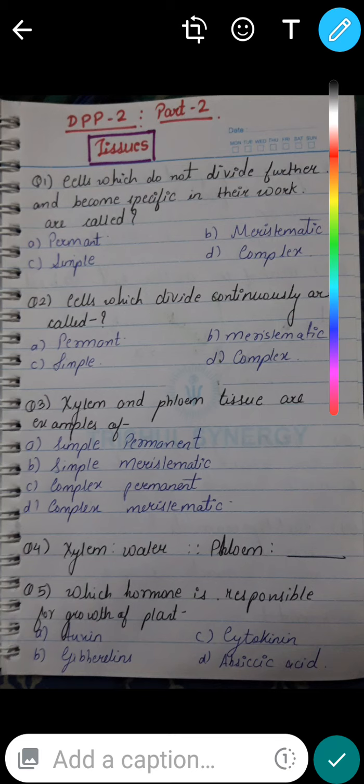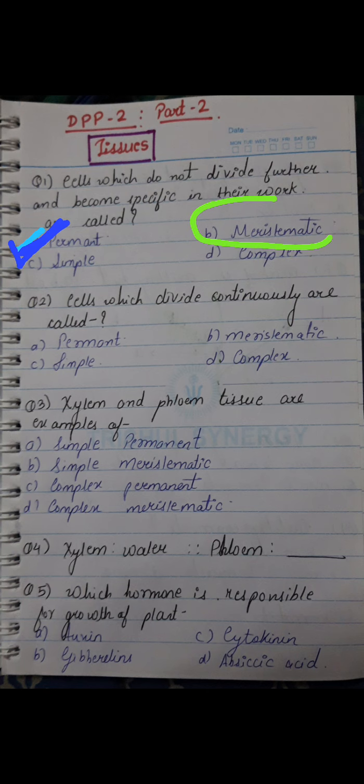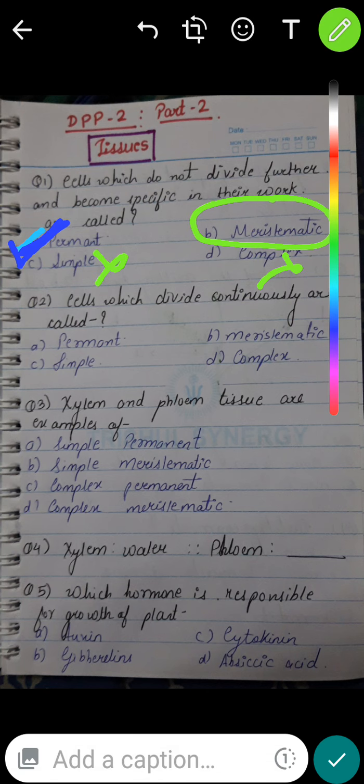Cells which do not divide further and become specific in their work are called permanent cells. The cells which do not divide further are known as permanent cells, but the cells which divide further and give rise to new cells are known as meristematic. Simple and complex tissues are something different. So our answer to the first question is permanent cell.